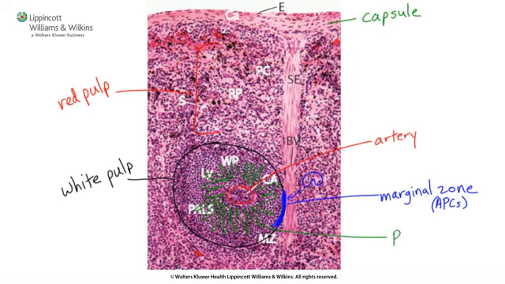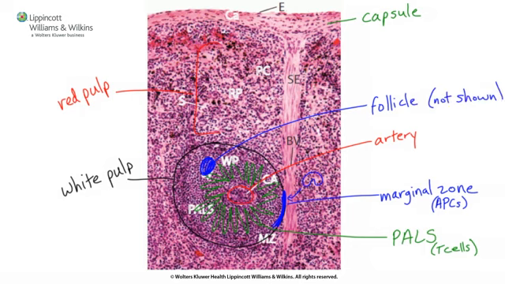Then inside the white pulp you have a central artery, and surrounding that artery is a band of T cells called the periarterial lymphatic sheath, or PALs. So you can remember that T cells are found in P structures. They're found in the PALs in the spleen. They're also found in the paracortex in the lymph nodes. Then the white pulp also contains little follicles of B cells. So B cells are found both in the follicles of the spleen and also the follicles of the lymph nodes.